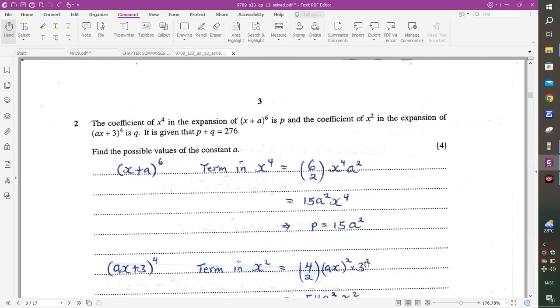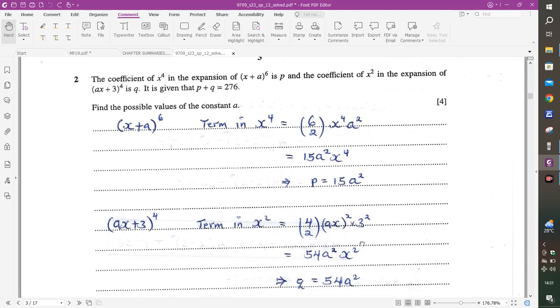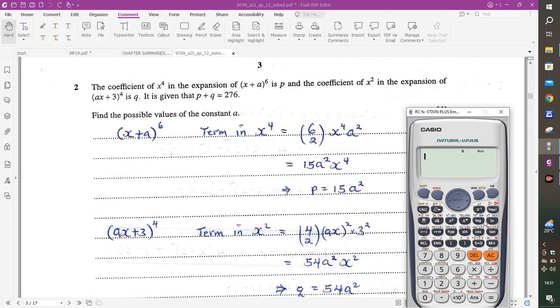And then I say 4 minus 2. I get a 2, so the 2 then goes on the 3 here. And then the power of this 3 is the one that I'm going to put in the combination together with the 4. Okay? Then I use my calculator to say 4, then combination 2. That one gives you 6. Then times the 9, which comes from 3 squared, so times 9, it gives us 54. Then, of course, here a is squared, and then the x squared. So that means the coefficient of x squared here is 54a squared, and they said that is q. So q is equal to 54a squared.